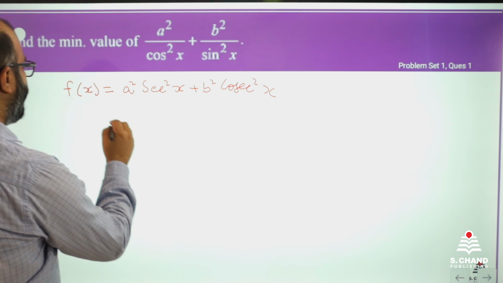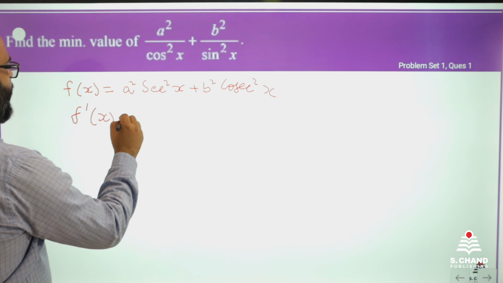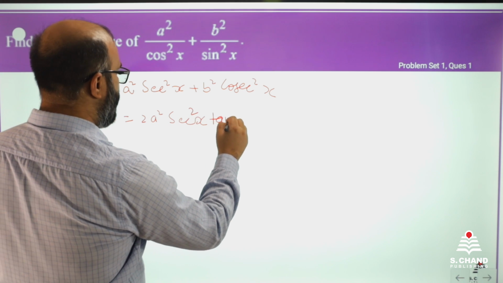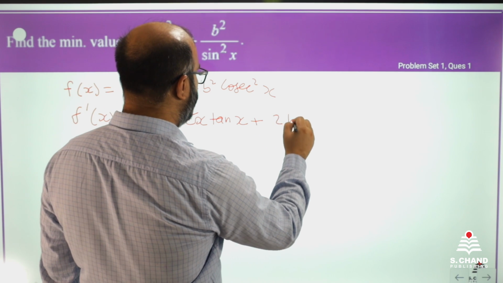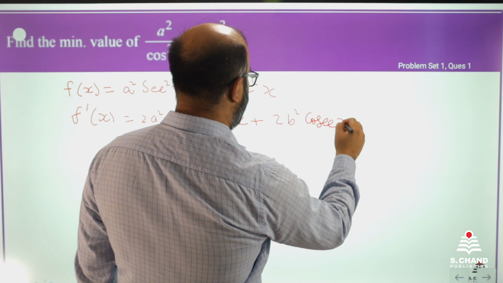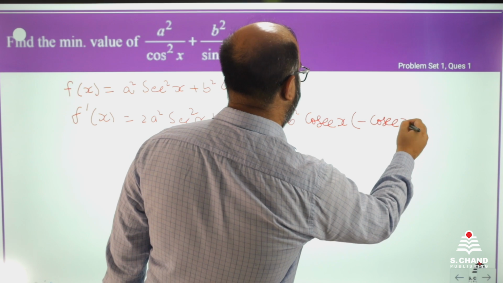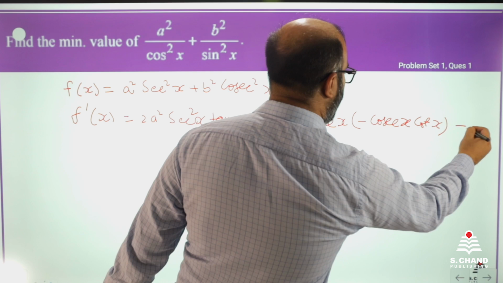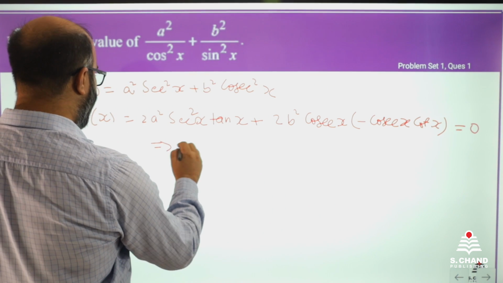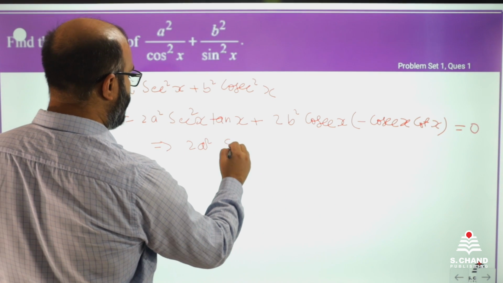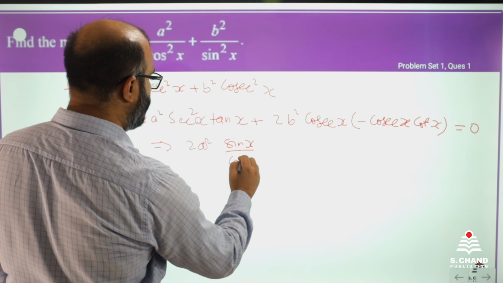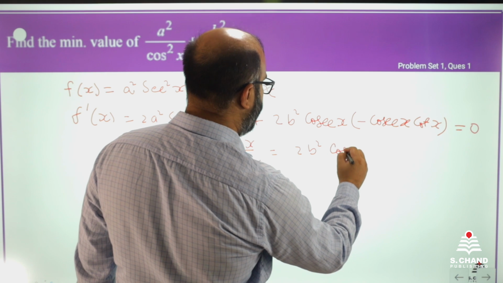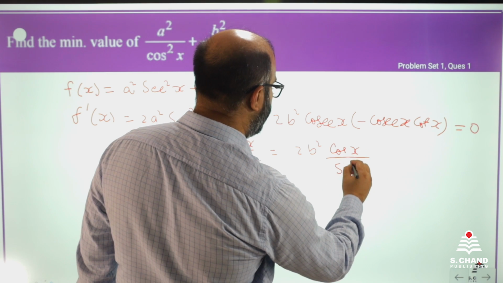Now if I am differentiating it, f dash of x, I am getting 2a square sec x into sec x tan x, like this. And this is 2b square cosec x into minus cosec x cot x, like this. Now if we equate it to 0, what will happen? We'll get 2a square, and here it will be sin x upon cos cube x, is equal to 2b square and cos x by sin cube x.